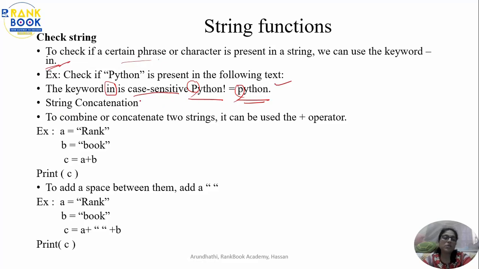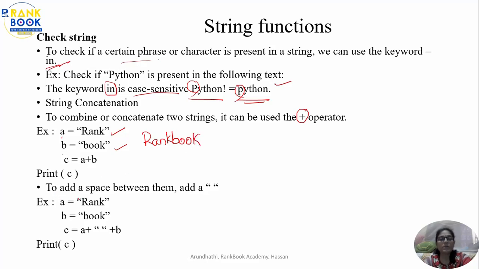String concatenation. To combine or concatenate two strings, the plus operator can be used. For example, A is equal to the string rank and B is equal to the string book. So the value of C will be A plus B. If we print the value of A and B, it looks like rankbook.